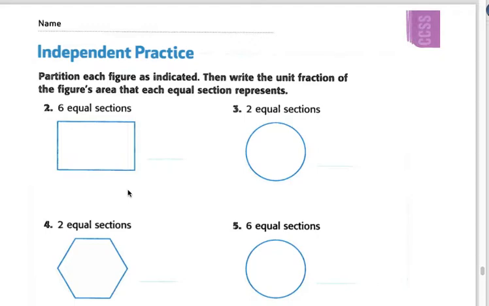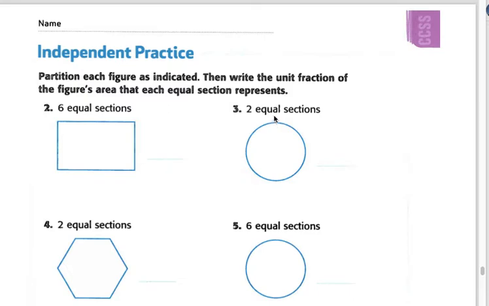What fraction is each of these sections? The answer is 1/6. Very good. You can actually use this line as the line between the numerator and the denominator if you like. So you could write 1 and then 6. Good.